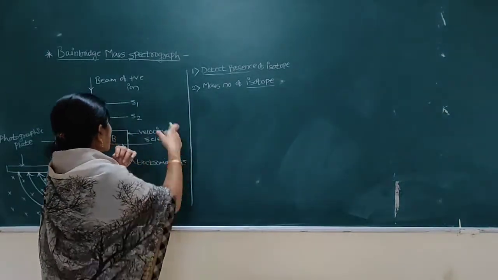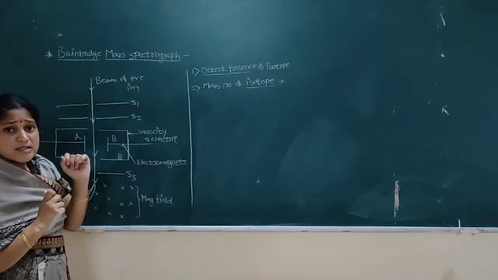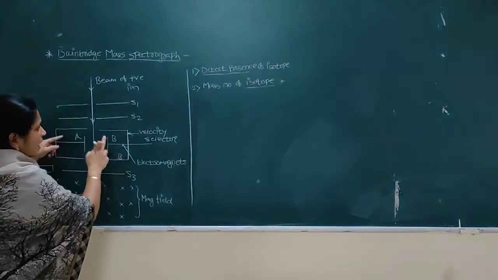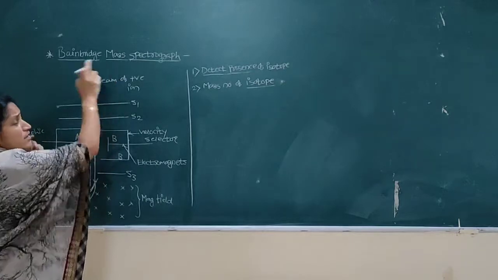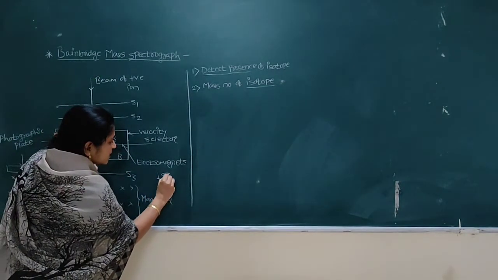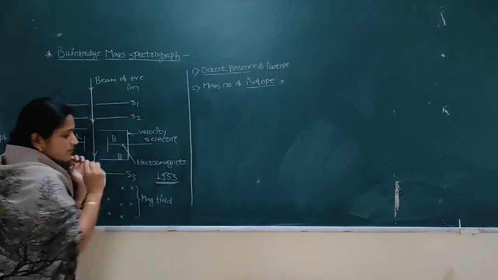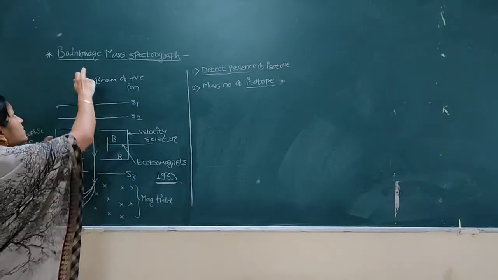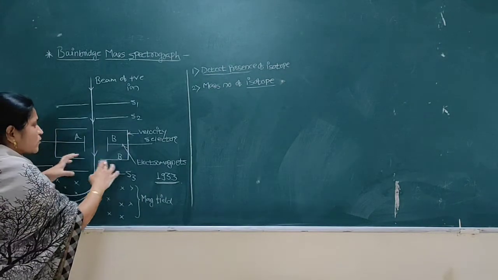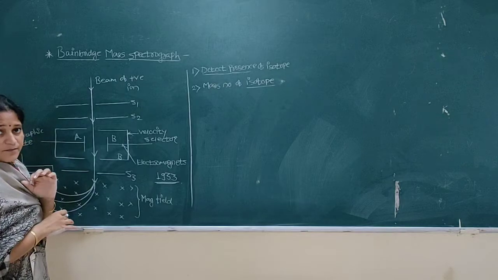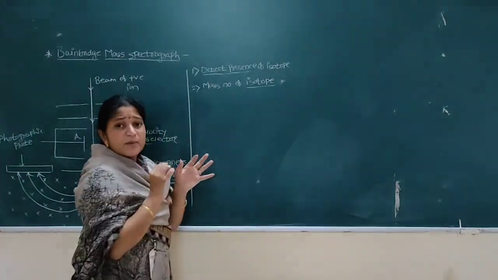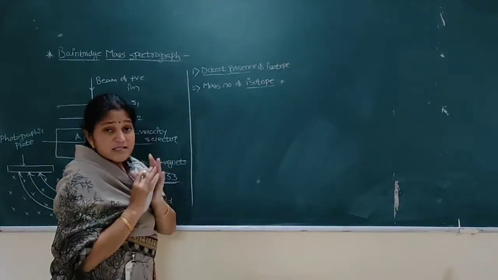Now Bainbridge used a powerful electromagnet and a velocity selector in his mass spectrograph. During the year 1933, Bainbridge designed a mass spectrograph, which is shown in this figure. After that we discuss the principle of the Bainbridge mass spectrograph.